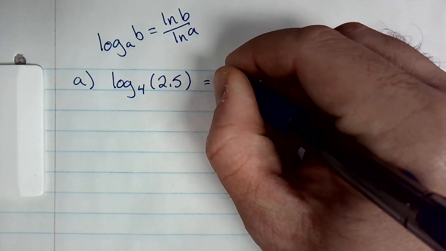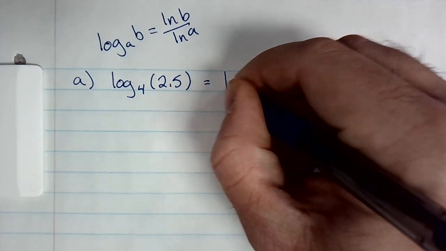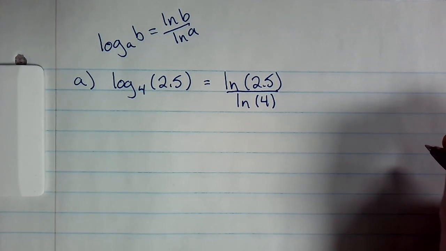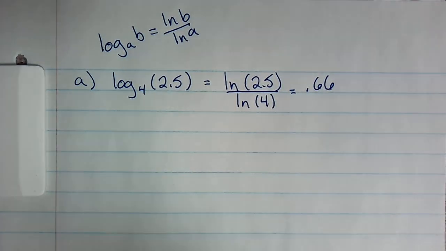So I would do natural log of 2.5 over natural log of 4. And just type that in my calculator, right? And that is 0.66.